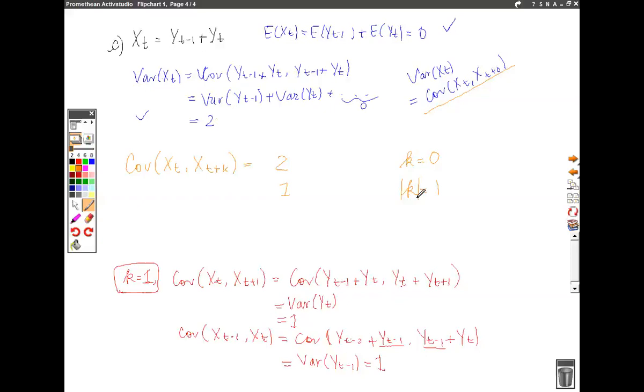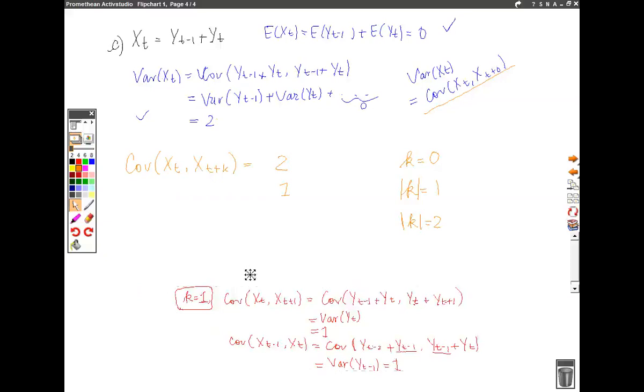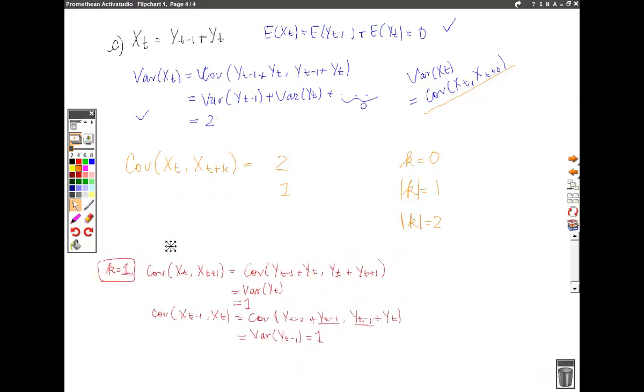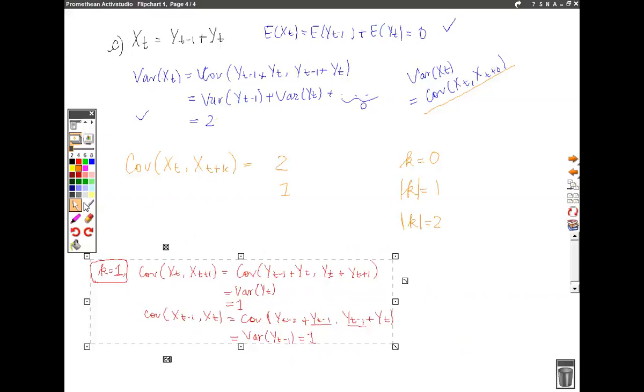Would someone want to guess what happens if I have an absolute value of k as 2? What will happen? It will be 0. Why? Because there will be no relation between the variables inside. Yeah, right. So let me just write it for a while here.